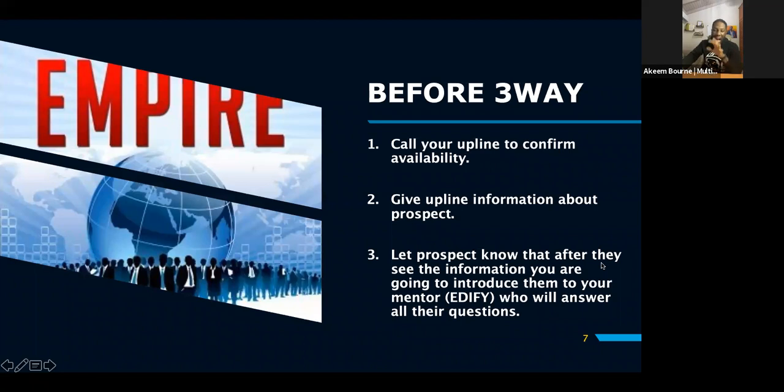Let them know that after they see the information, you are going to introduce them to your mentor, whom you will edify, and why they need to listen. Now, here's the thing: you don't want your prospect to not know that you are going to create this little interaction between you and your upline.